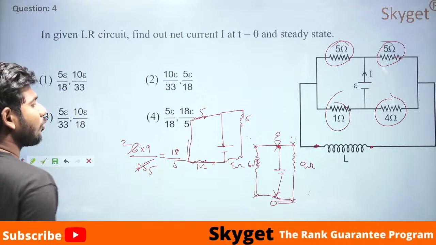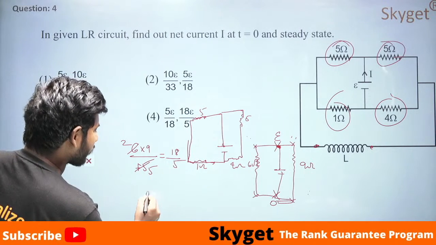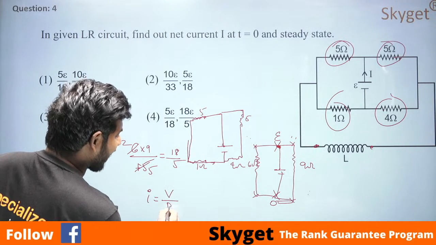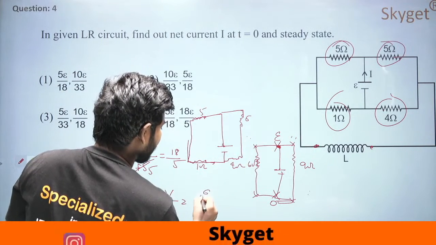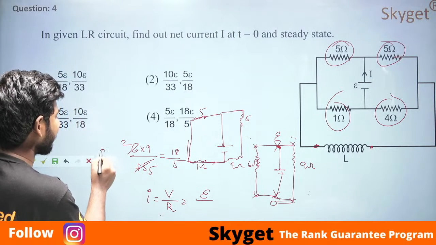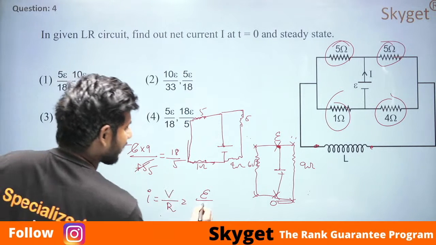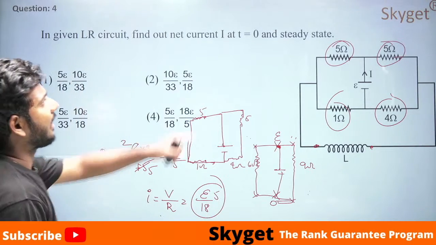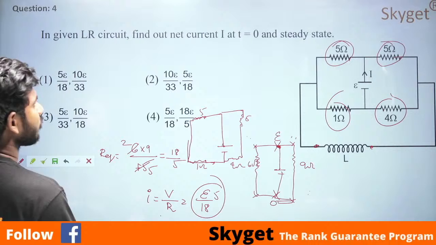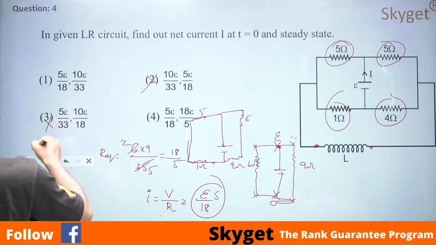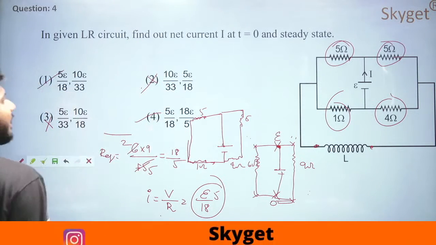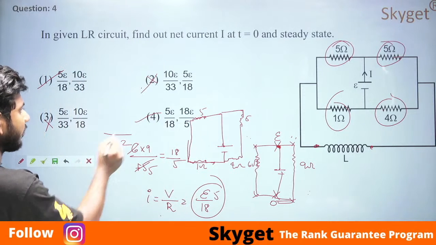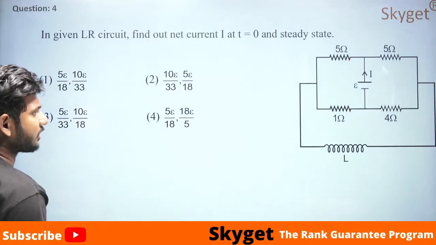Now what will be the current? V is equal to IR, so I is equal to potential difference by R. The potential difference is the EMF of the battery, and R equivalent is 18 by 5. So 5E by 18 is the value at t equal to 0. So this cannot be the option, this cannot be the option; this or this can be the option. But let us solve the next part of the question also.